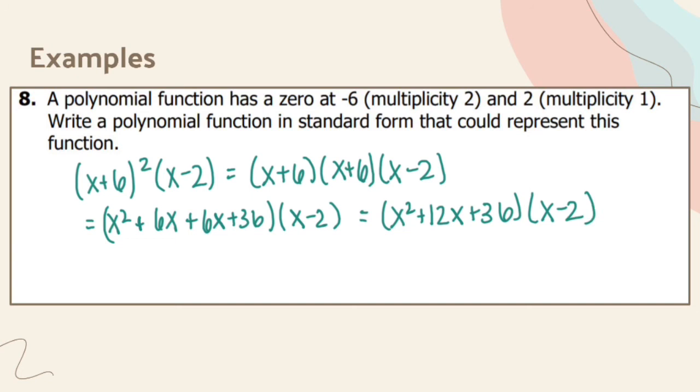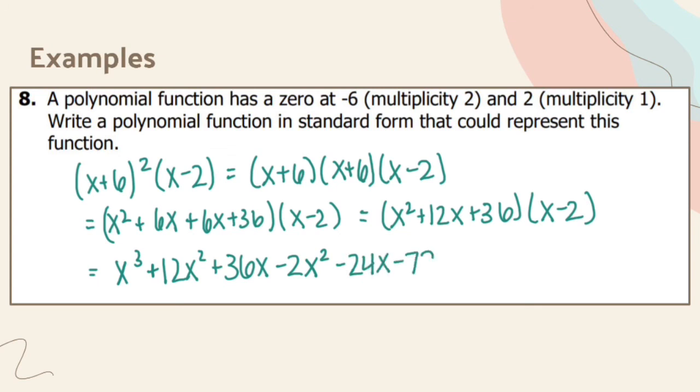Now, my preference is to kind of distribute backwards, just because then you have to distribute fewer things. So I'm going to distribute the x to these three terms, then I'm going to distribute -2 to these three terms. So x cubed plus 12x squared plus 36x minus 2x squared minus 24x minus 72.